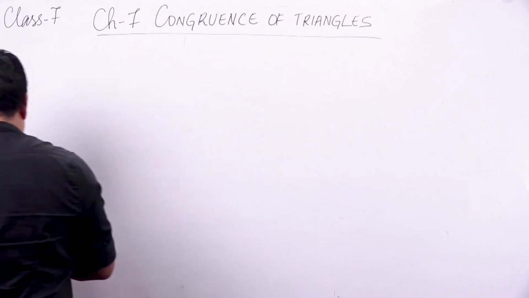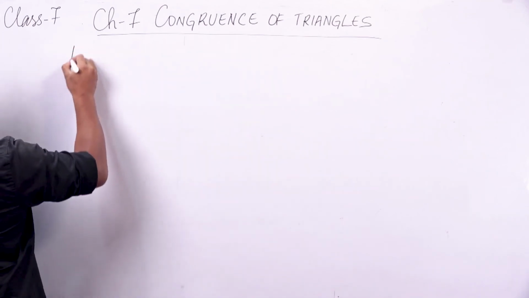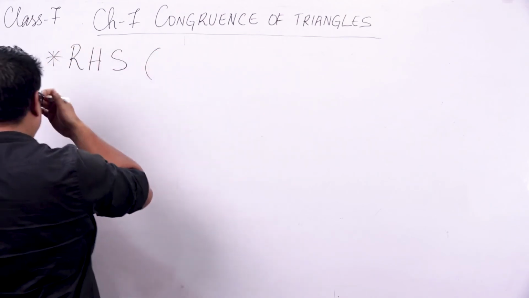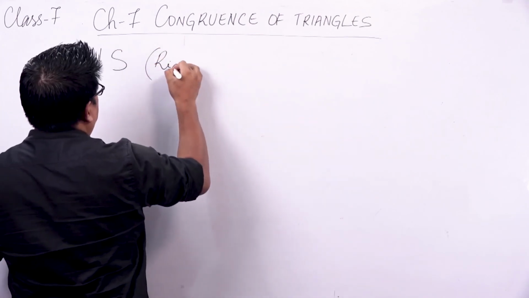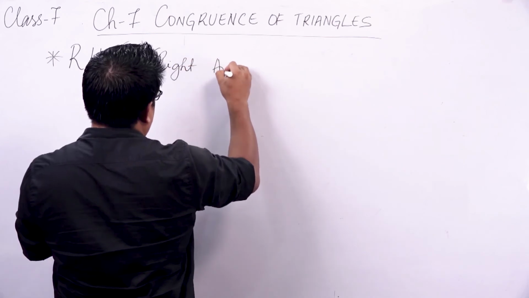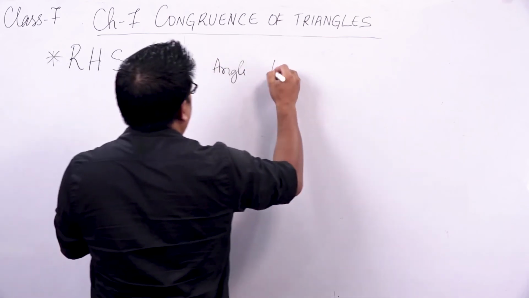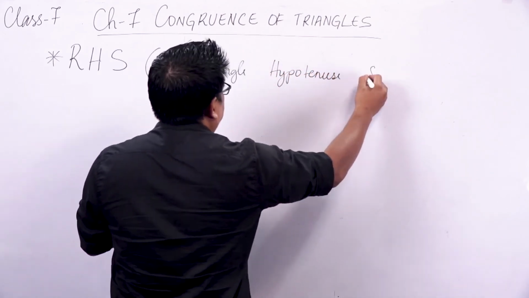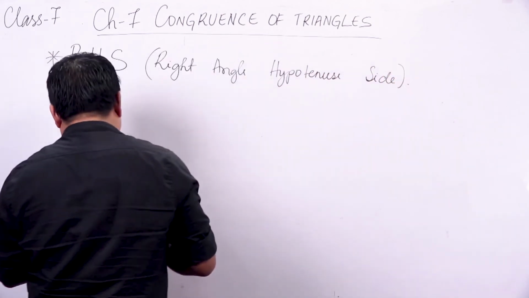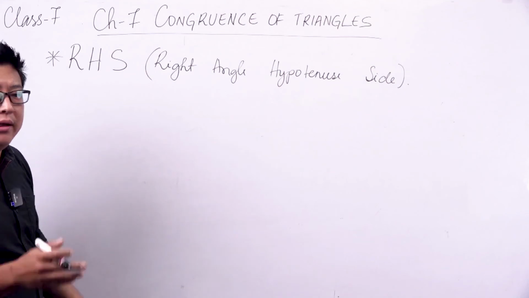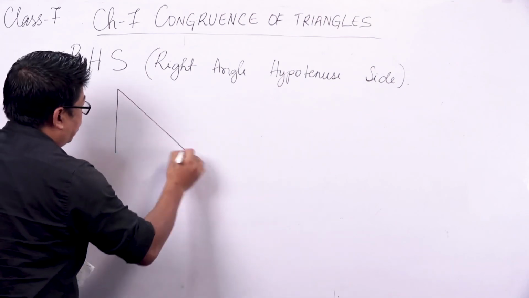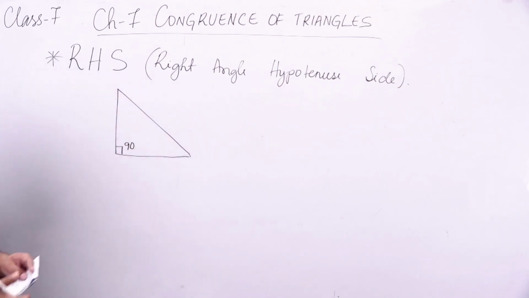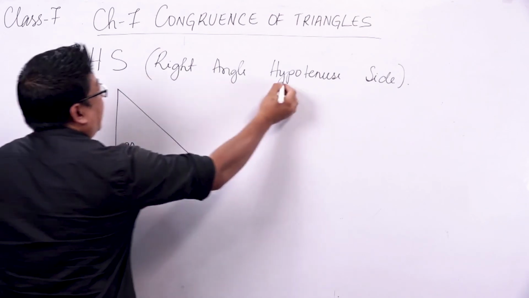All right, so the next topic is also quite simple. It is called RHS. We can call it right angle, hypotenuse, H for hypotenuse, side, S for side. All right, so right angle, what do you mean by right angle? Right angle means the angle should be equal to 90 degree. Okay, right angled. And what do you mean by hypotenuse?